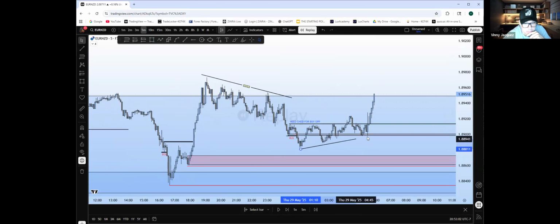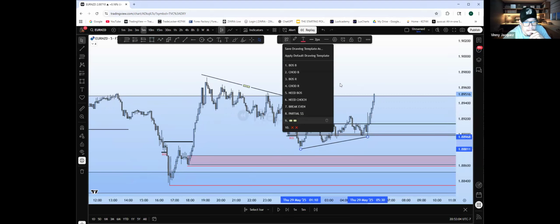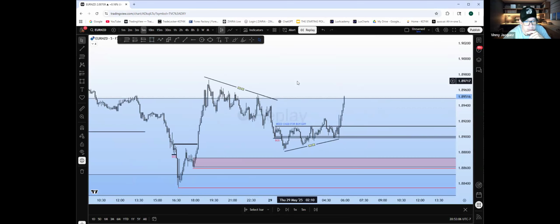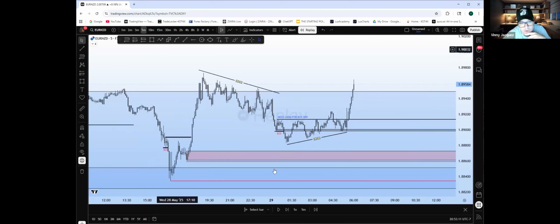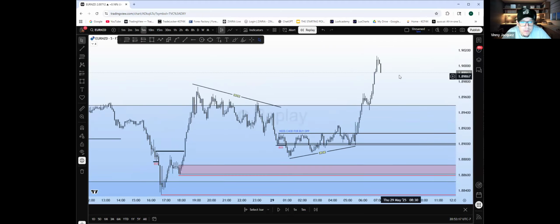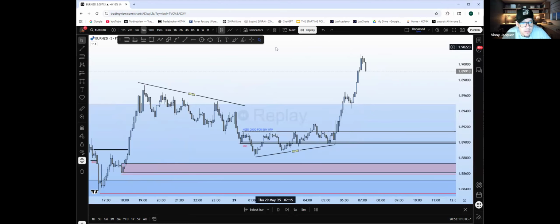Freaking snipe. But let's see. I still see the liquidity. Look at that, bro. That just took off. And again, I don't trade EUR NZD like that, right? So I'm being very selective, and it's okay to be selective. Boom! Look at that, bro. Freaking took off.